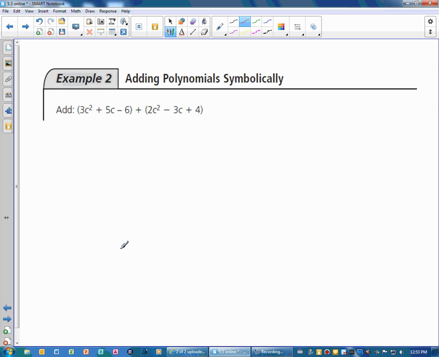Okay, so let's go ahead and do this. If we have 3c squared plus 5c minus 6 plus 2c squared minus 3c plus 4, you can just drop the brackets. They're brackets around this trinomial just to show you that it's a trinomial, but we're just adding. So we can just drop them. So 3c squared plus 5c minus 6, and then plus 2c squared minus 3c plus 4.